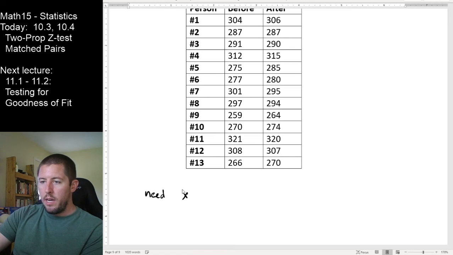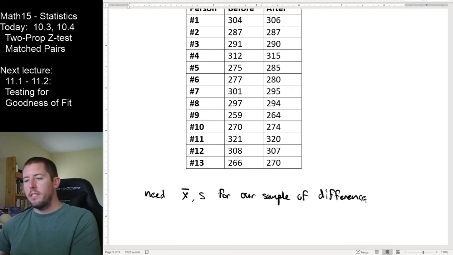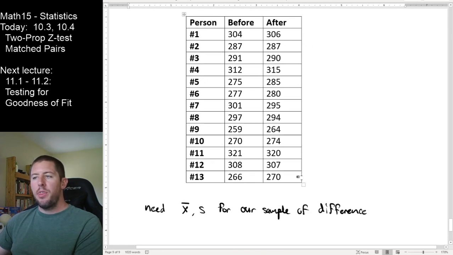We need X bar and S for our sample of differences, right? I know that where I'm going with this is that I need to compute a test statistic to perform my hypothesis test. And so I'm going to need to compute a sample average and a sample standard deviation for the difference in test score between the before and the after. So I need to get a third column, and I need to compute the average of that third column, and I need to compute the standard deviation of that third column.